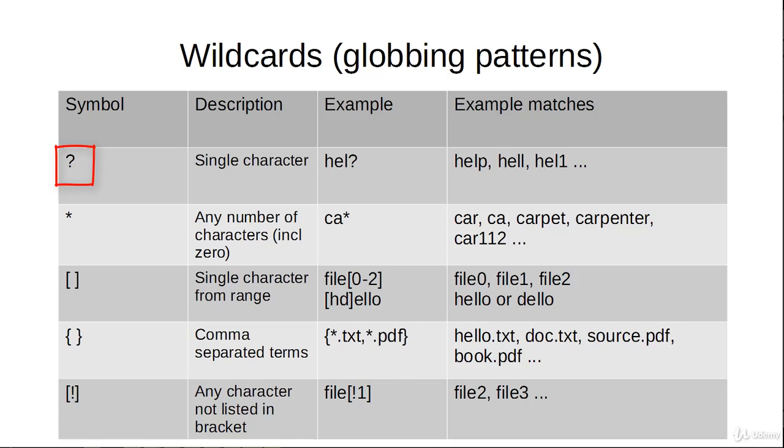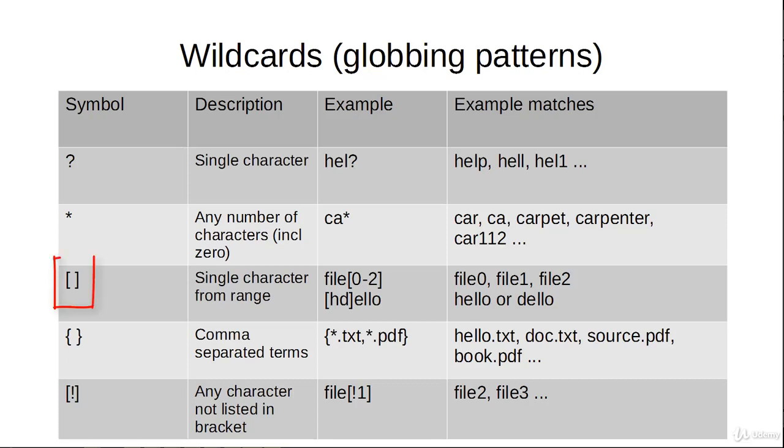Question mark represents a single character, so if you write hell?, it can match help, hell, or hell1, for example. The next symbol is an asterisk, which represents any number of characters. It means even 0 characters, so ca* can match car, ca, carpet, carpenter.